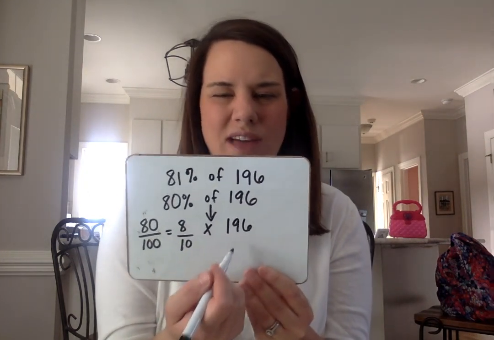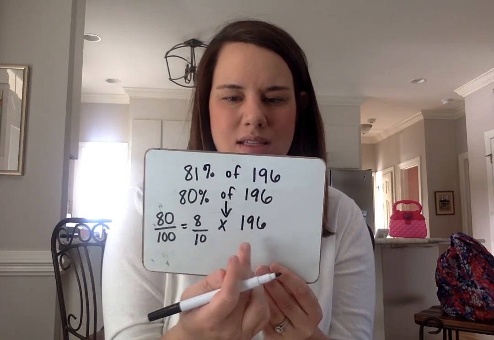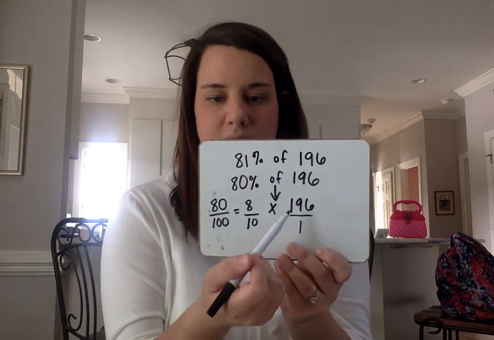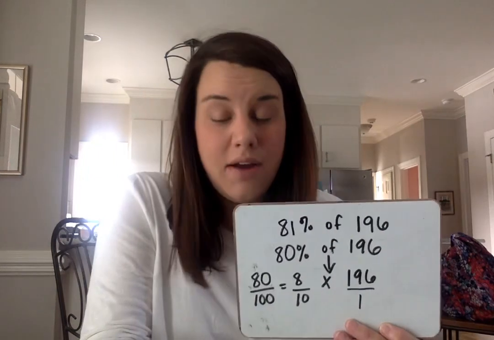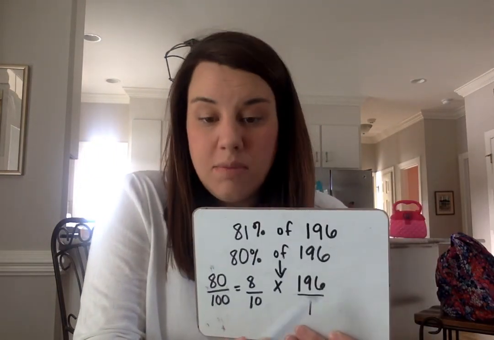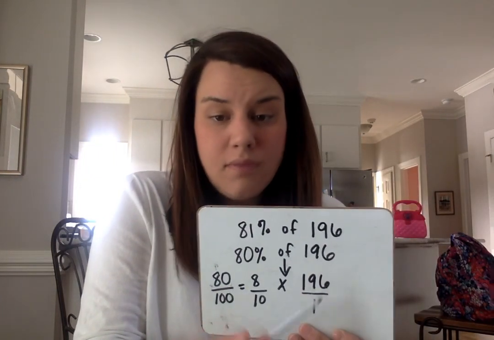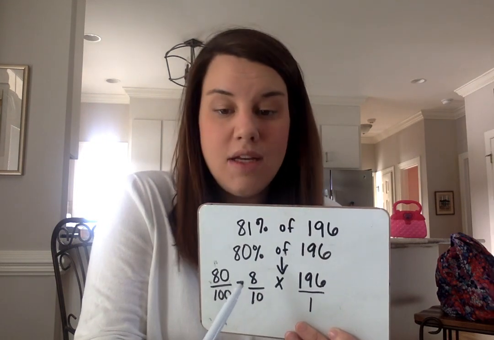And what do we need to do to that 196 to make this a multiplication problem that we can do? All whole numbers are over 1. So 8/10 times 196 over 1. So here's where you can use a calculator again, okay? Or simplify these numbers out a little bit before you get started. Let's just go ahead and multiply straight across. I'm going to pull up my calculator and use it because I don't know 8 times 196 right off the top of my head.